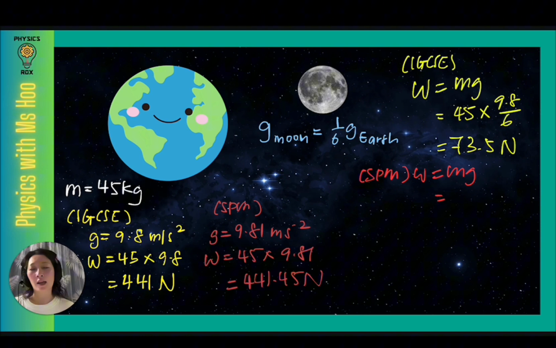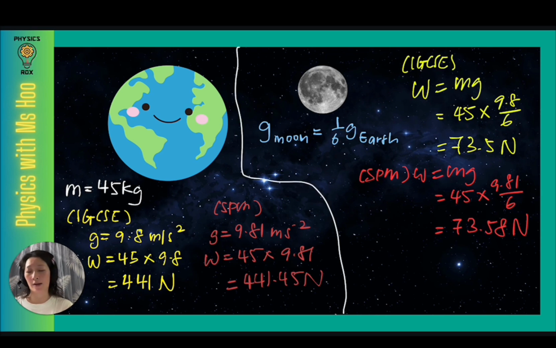And again a note, if you already have the weight of the person on Earth calculated here, which is 441.45, you can take that and divide it by 6 straight away. I'm just showing you what if you didn't calculate the weight on Earth, but you were given this value of g of the moon as 1/6. So the correct step-by-step method would be, of course, to work with the formula and substitute the values in correctly. And the answer you should get here is 73.58 Newton. So I'm just going to draw lines here to show these are the values of weight on Earth, depending on whether you're calculating it for IGCSE or SPM, and these are the values of the weight on the moon.